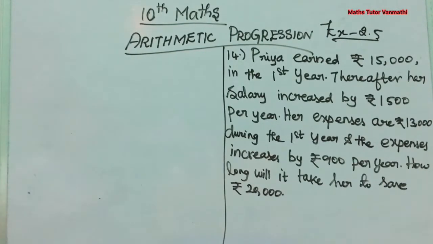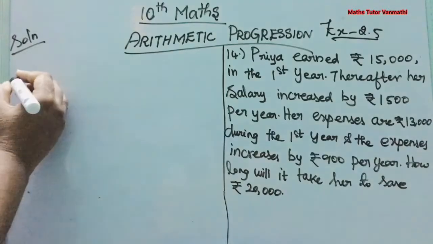Okay. What does the question mean? Priya is working, so her salary is 15,000 in her first year. In the coming years, her salary is increased by 1,500 per year. Her expenses in the first year are rupees 13,000 and they increase by 900 per year. Now, what we are going to find is how long it will take for her to save 20,000. Okay, this is your question. Now we can find the solution for this question.